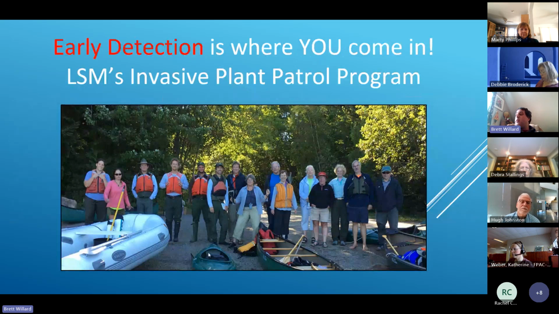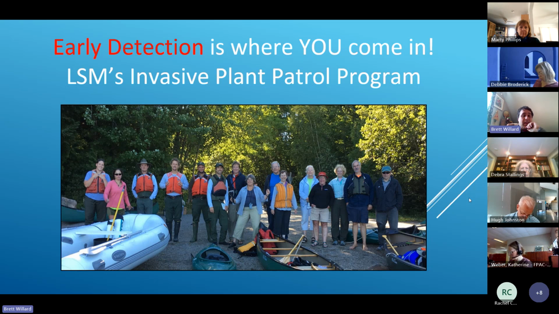Now, early detection. Early detection is where you come in, and that's what we're talking about here. It's LSM's Invasive Plant Patrol Program, or IPP program. Because prevention doesn't always stop the spread of invasive plants, early detection is getting people out and actively looking for invasives to find something if it's already been established or if something becomes established when it pops up.